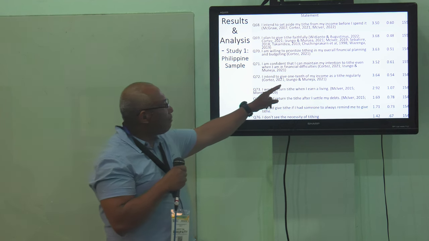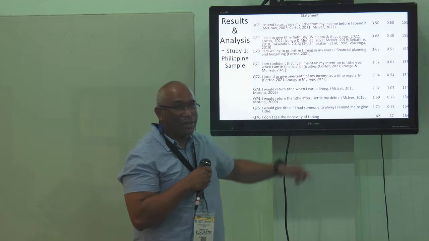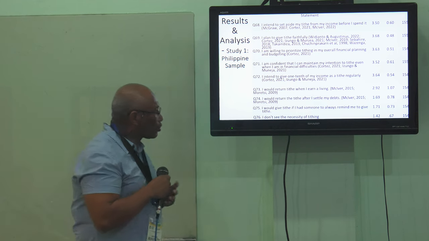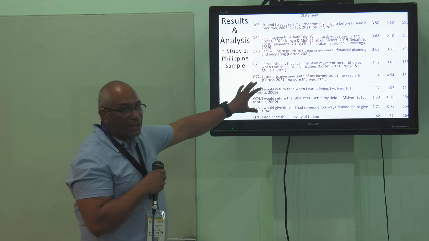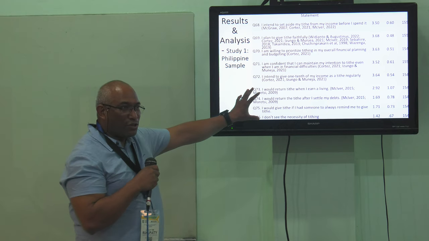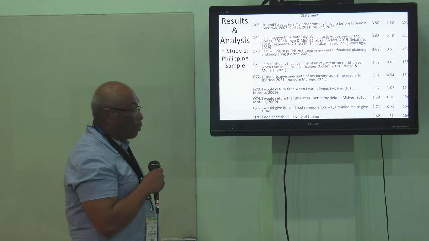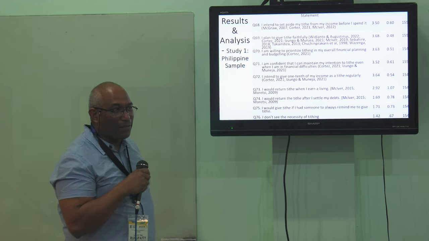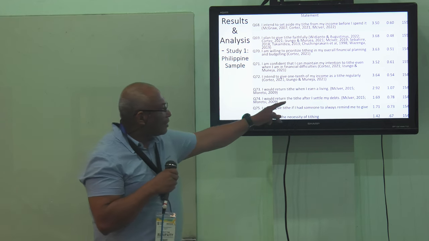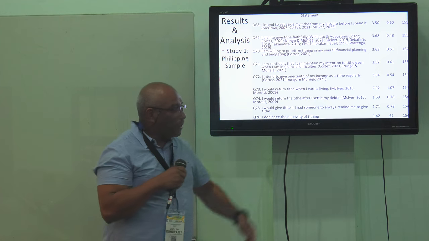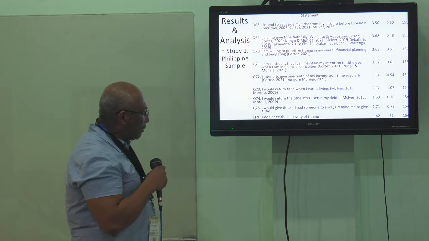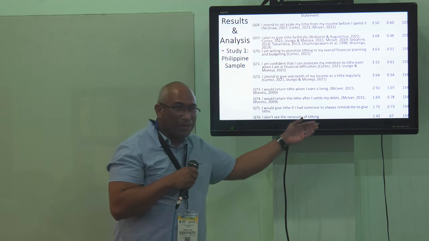I intend to give 1/10 of my income as tithe regularly. Yes, again, it shows commitment there. But if you're going to see, the last four questions are more on the negative side. I would return tithe when? So there's an if element there. I would return the tithe after I settle my debts. I would give tithe if I had someone to remind me.